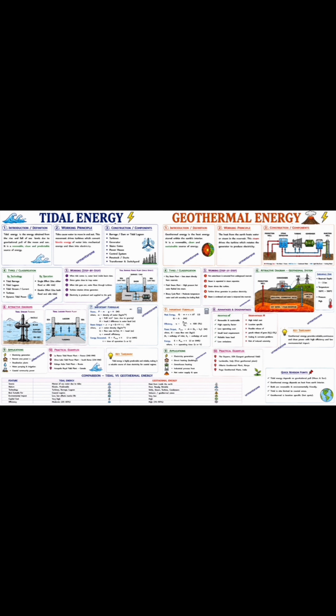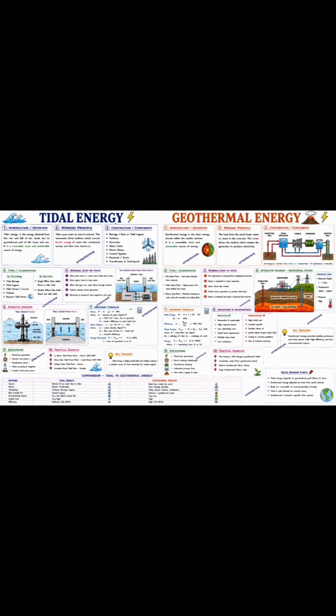Types, classification. A. Dry steam plant: uses steam directly from reservoirs. Flash steam plant: uses high-pressure hot water flashed into steam. B. Binary cycle plant: uses moderate temperature water with a secondary low boiling fluid.